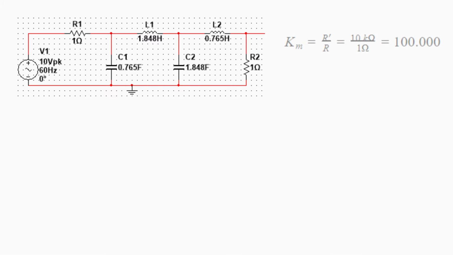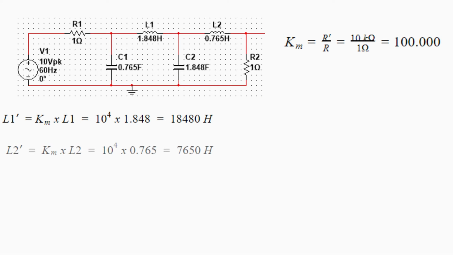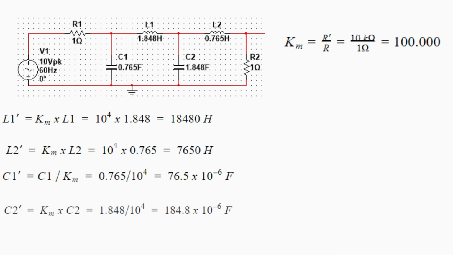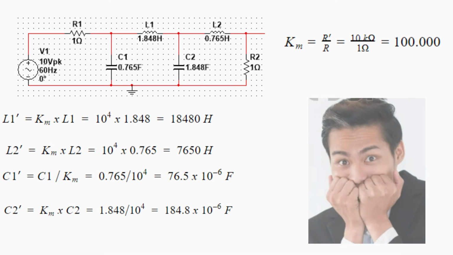The Km value is the ratio between the used value of the impedance versus the planned value of the impedance. After we got the value of Km, we can directly calculate the value of the inductance and capacitance that are needed for this circuit. In conclusion, if Budi wants to use his 10 kilo ohm resistor, he needs new values of inductor and capacitors that are shown in the slide. By doing that, Budi can once again pursue his circuit.